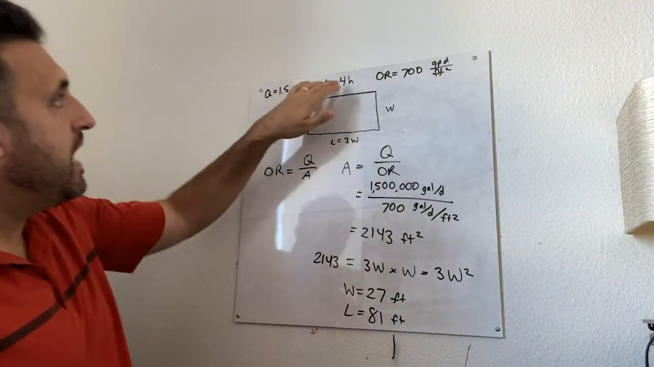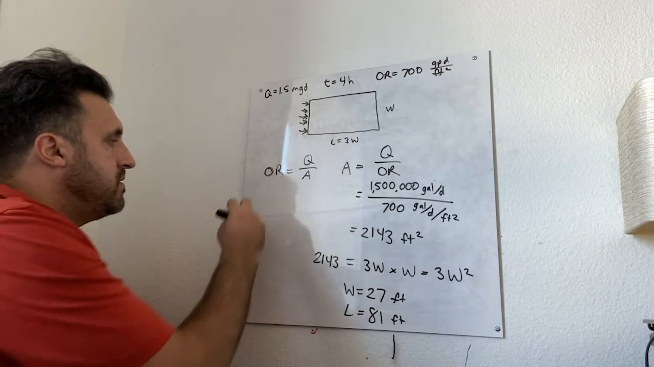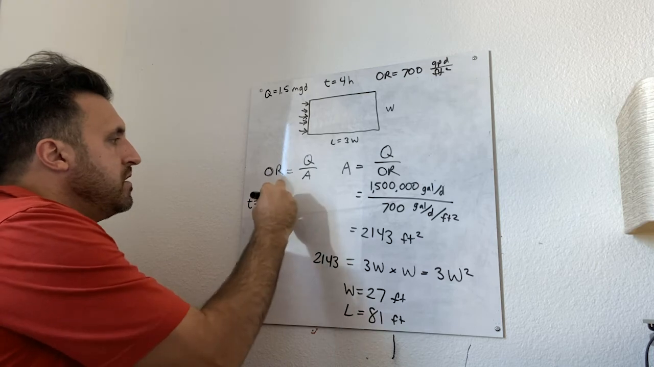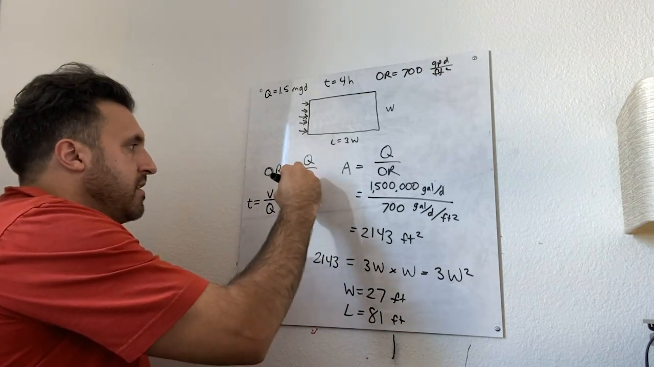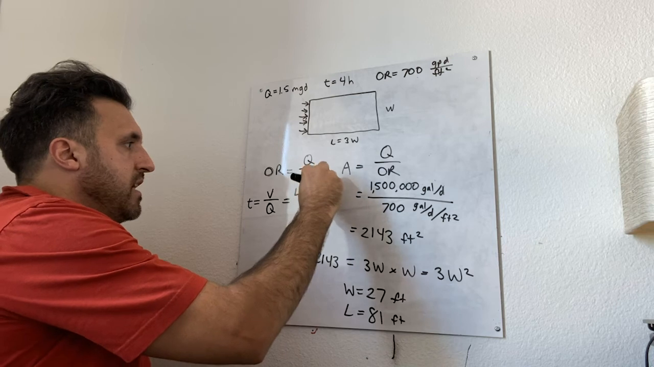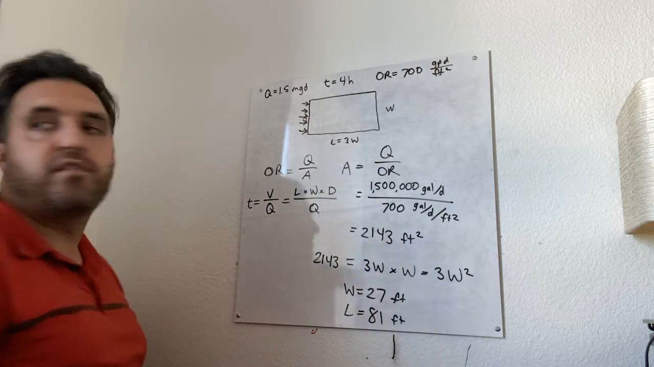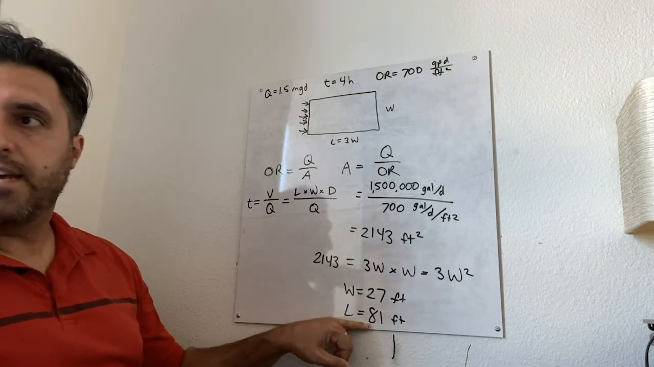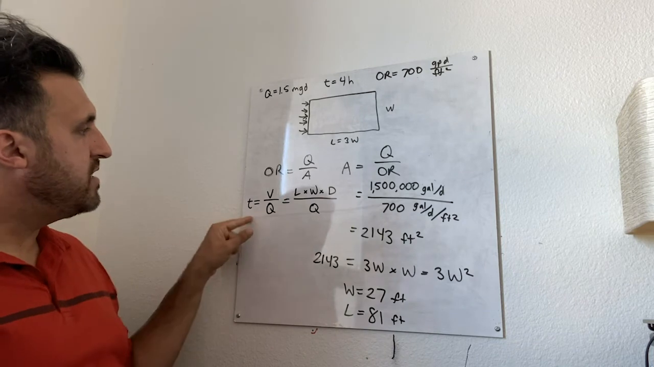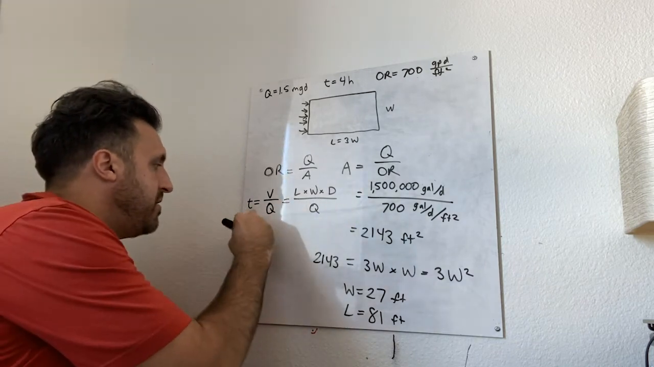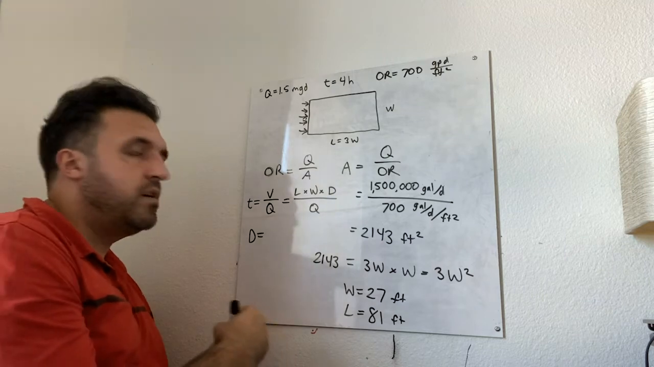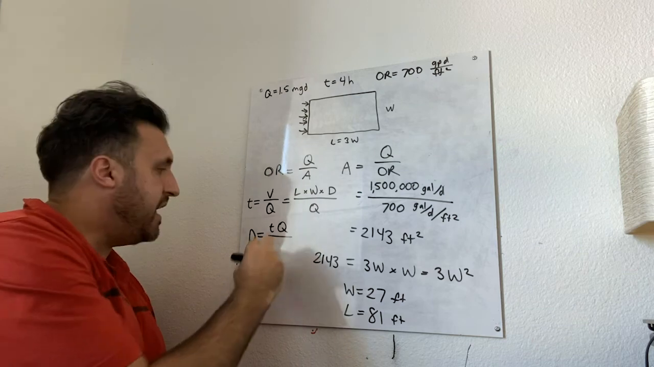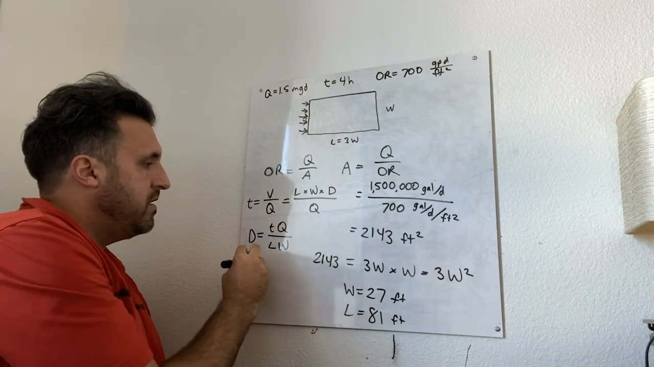Last step is we want to look at the retention time requirements. So we have retention time equals the volume divided by the flow rate. So remember that volume is equal to length times width times depth. That's divided by the flow rate. The one dimension that we still haven't figured out yet is the depth. So if we rearrange this equation to solve for D, we get depth is equal to retention time times flow rate divided by length times width.